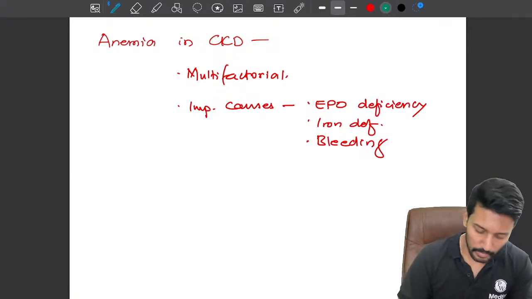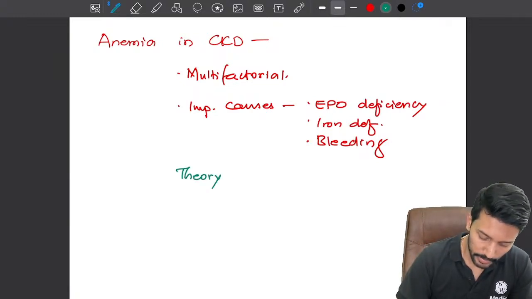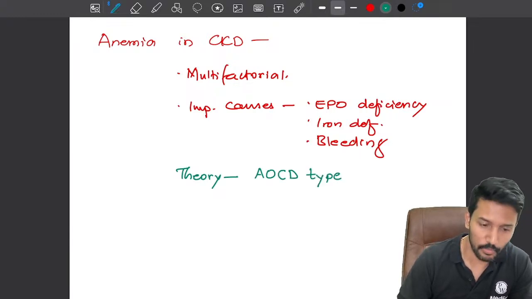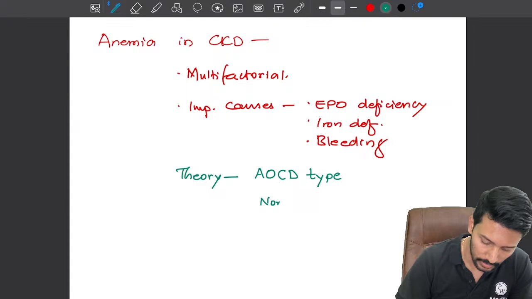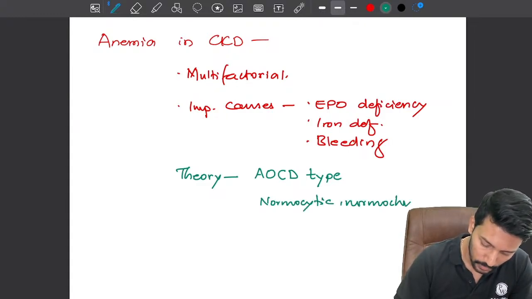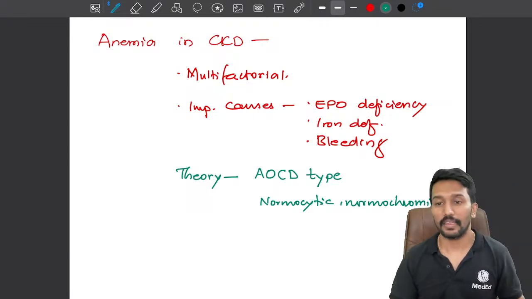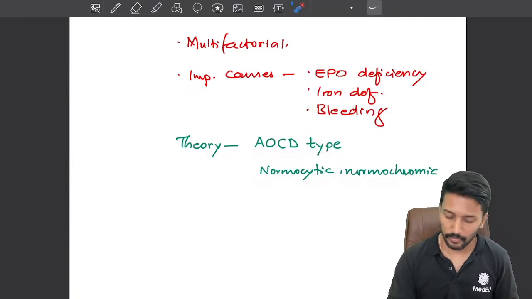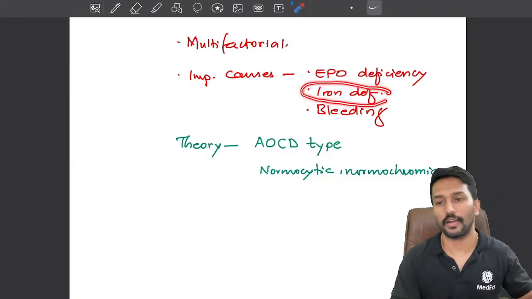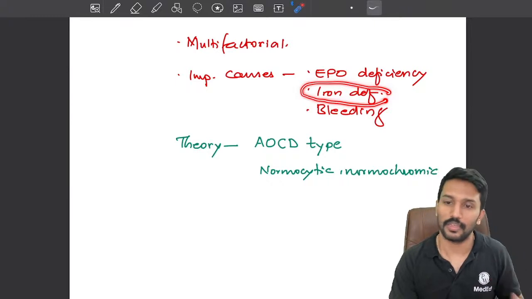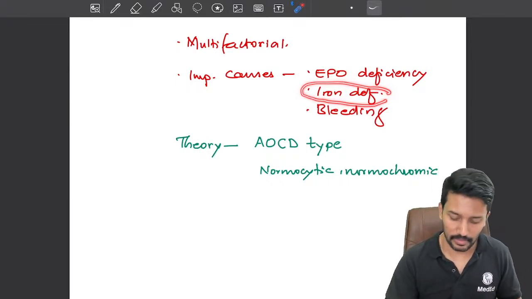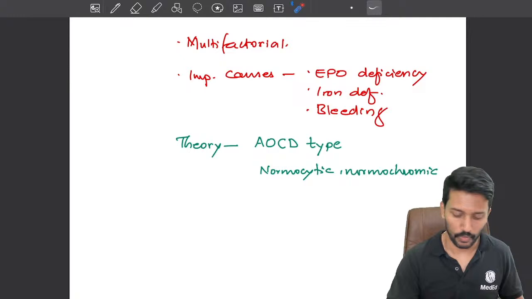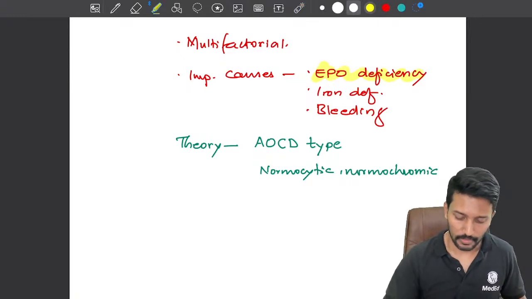Now, what is the nature of anemia? Theoretically speaking, the anemia in CKD is of the anemia of chronic disease type. What is that? It is normocytic, normochromic. But in reality, most patients of CKD will have iron deficiency, so what we see is microcytic hypochromic anemia. But for the exams, the answer is normocytic, normochromic anemia. Okay, there is erythropoietin deficiency.